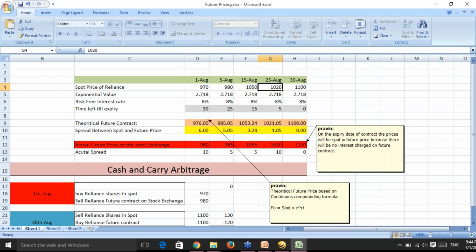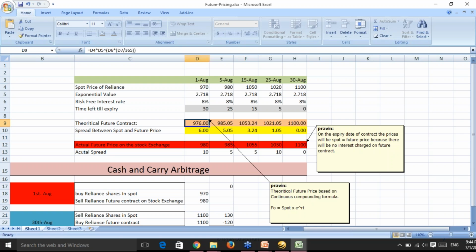It can go anywhere. You never know. Risk-free interest rate is 8%. On 1st, the time till expiry is 30th. On 15th, the remaining days is 15. On 25th, the remaining days are 5. On expiry, there is no remaining day. So it's the expiry date.